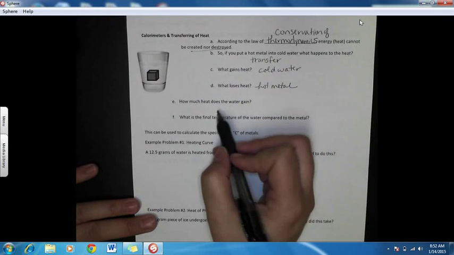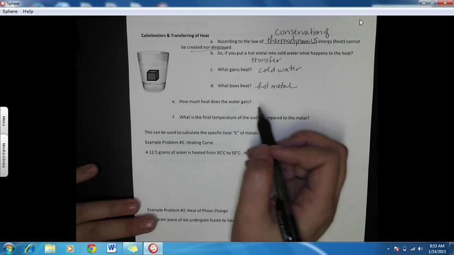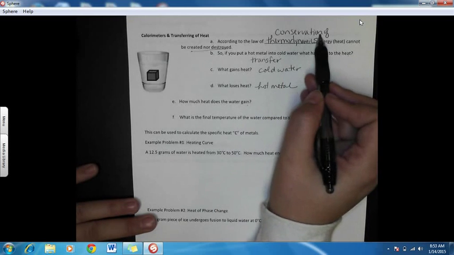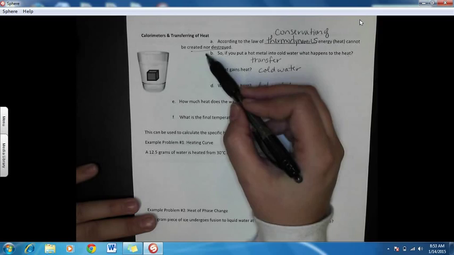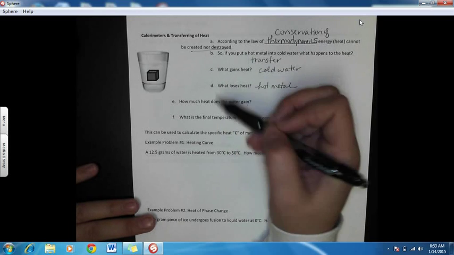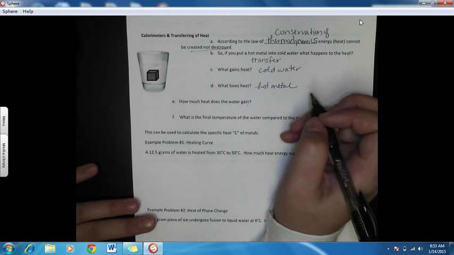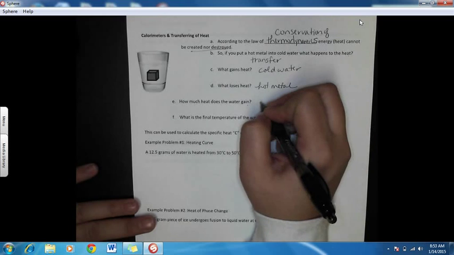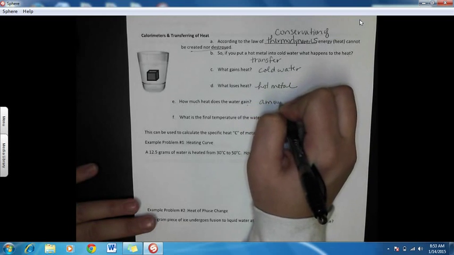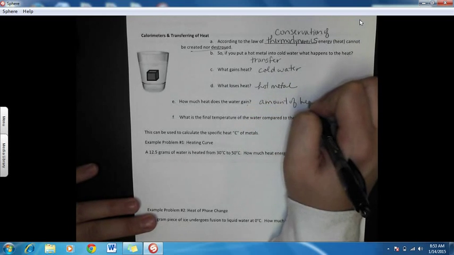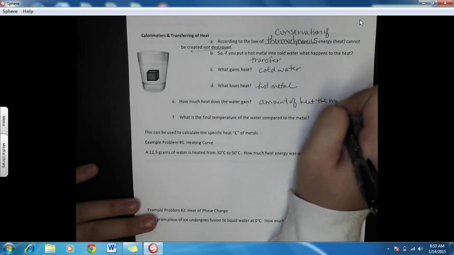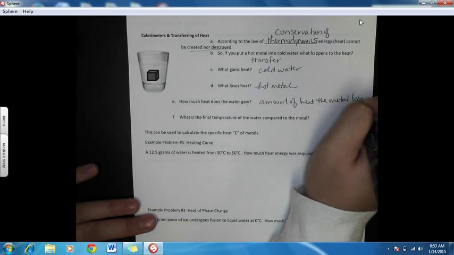How much heat does the water gain? Well, remember, we have to conserve energy. So energy can't be created or destroyed. Right? We can just move it from one place to another, but we have to move the same amount of energy. So the water will gain the amount of heat that the metal loses.